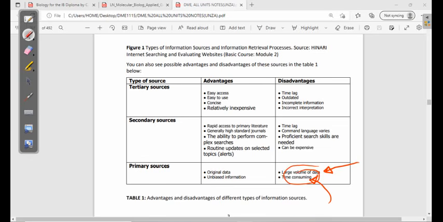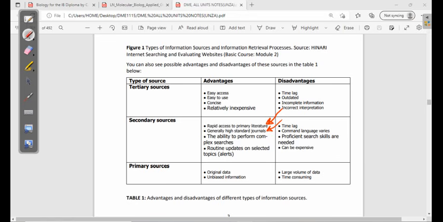Okay. Now, when you go to a secondary source of information, the advantage is you are going to have rapid access to the information. And generally the standards are high, especially when you're talking of journals. You are guaranteed that the information is true because it goes through a lot of summary, analysis and so many evaluations. Now, also the ability to perform complex research.